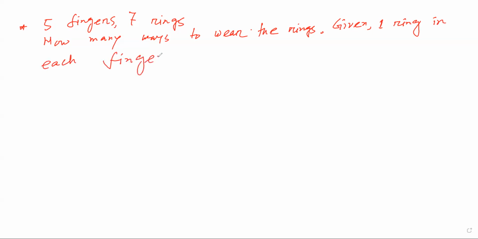Now think about it again. There are 7 rings, that means 7 things, right? 7 number of things. And what are the empty spots? The 5 fingers, right?